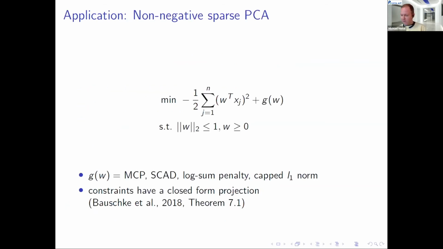One simple, concrete application that fits our criteria exactly would be non-negative sparse principal component analysis. This quadratic here would be F. We see this is non-convex, it's concave, but smooth. G could be one of the previously mentioned regularizers. And then H could be formed from this convex set C, basically these constraints here, and this has a closed form projection.